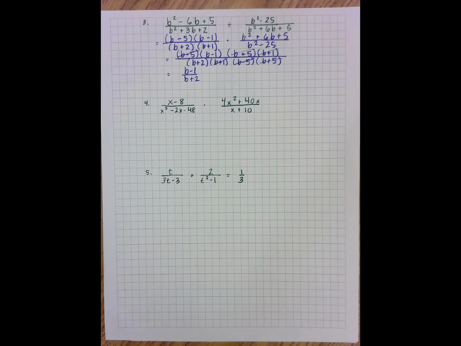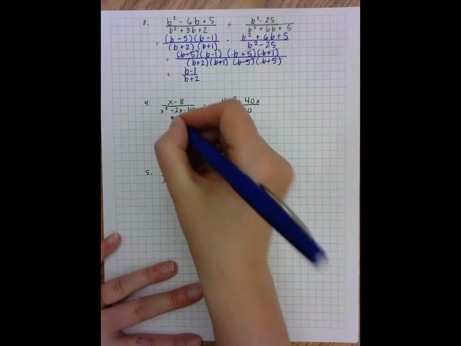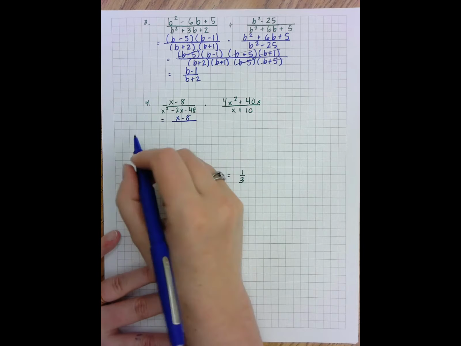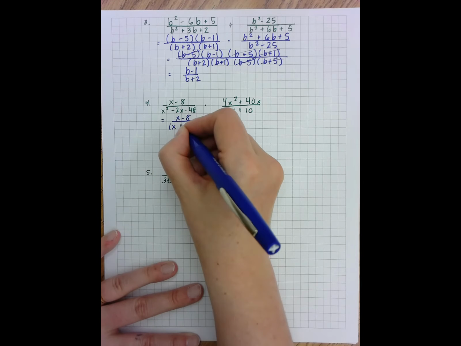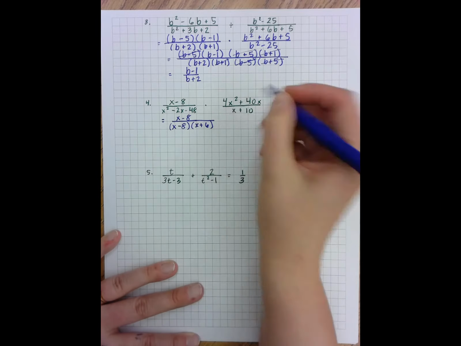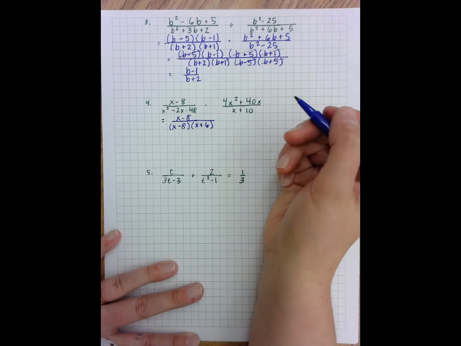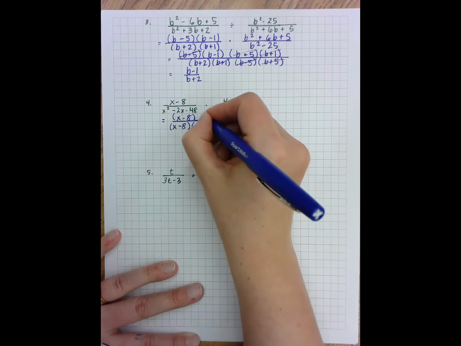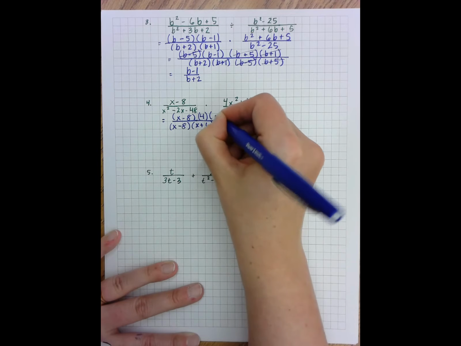Our fourth example, again, we have a problem in which we are multiplying rational expressions. So again, I'm going to do my exact same process. I'm going to factor. So x minus 8 is already factored. The denominator I have (x minus 8)(x plus 6). Since this is multiplication, I don't need to do any flipping. So immediately I can start writing this as multiplication.